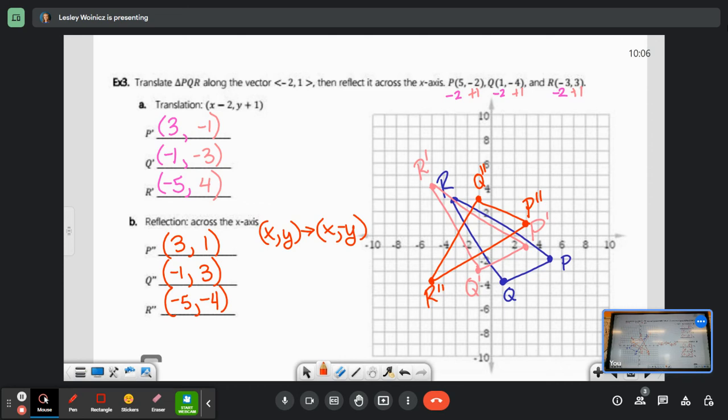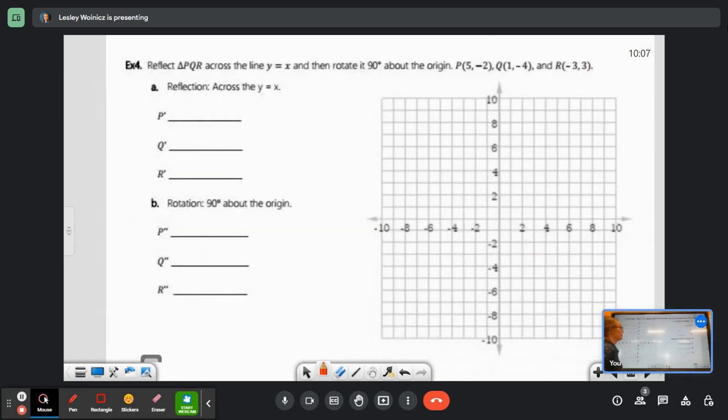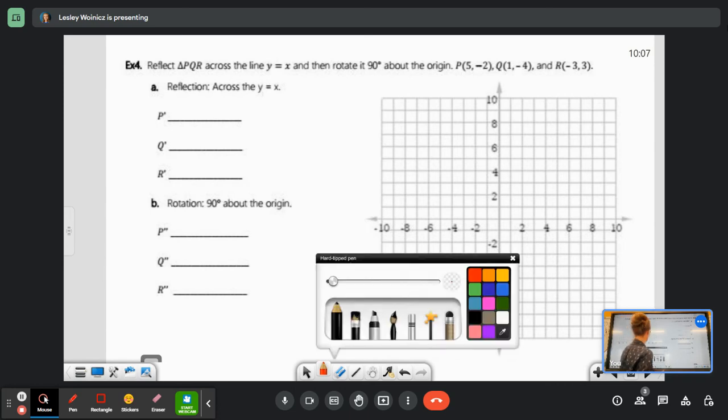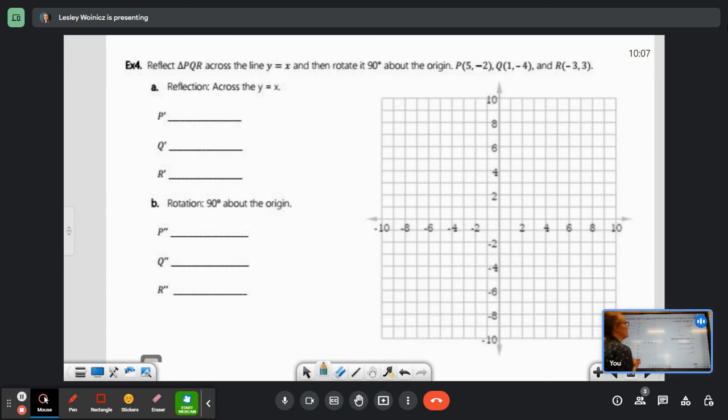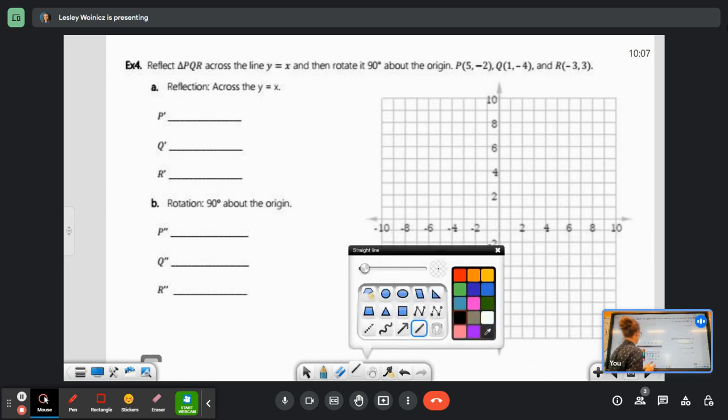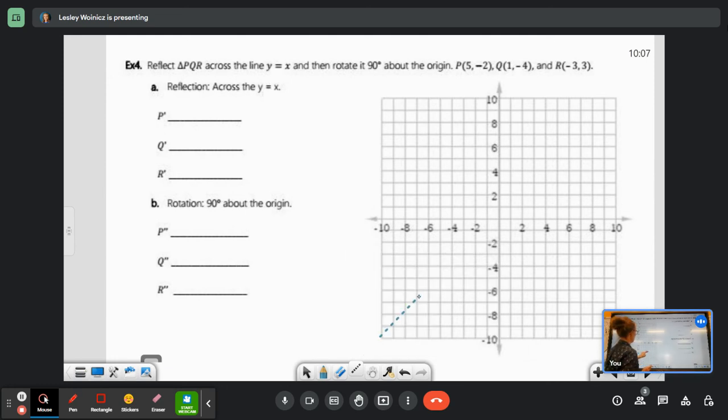Yeehaw. Okay, so we haven't done any dilations yet, so all of these are producing congruent figures because these are all isometries. We're not doing dilations right now. Okay, now we have to reflect triangle PQR across the line y equals x. Okay, so the line y equals x, guys, is this one.